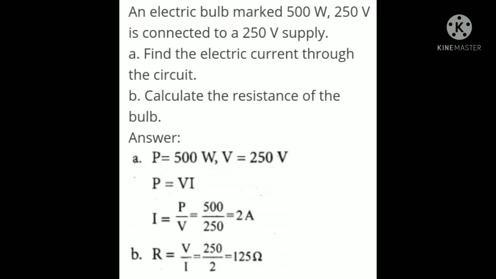This question has a second part. Calculate the resistance of the bulb. We already know by Ohm's law R is equal to V by I. So we can put the values. 250 by 2, we got 125 ohm. Ohm is the unit of resistance.